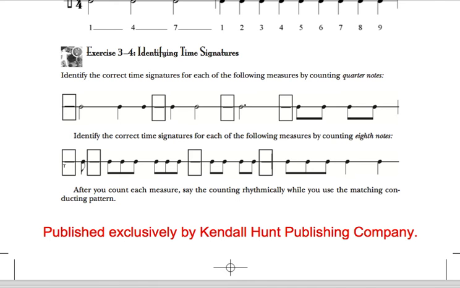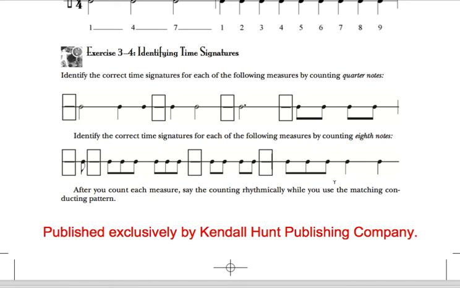In the bottom line, we cannot count in quarter notes because there are no quarter notes in this particular measure. There's only a single eighth note. So the answer here would be 1/8 time, because it's an eighth note, and the eighth note would get the beat.